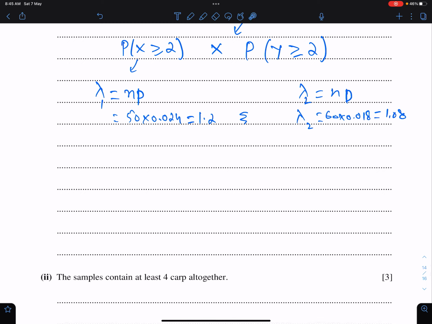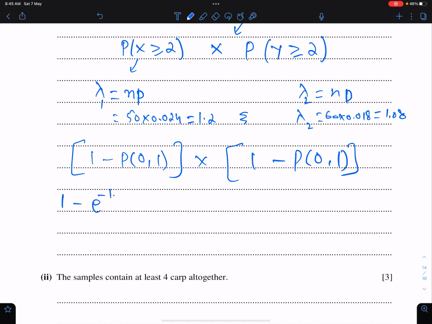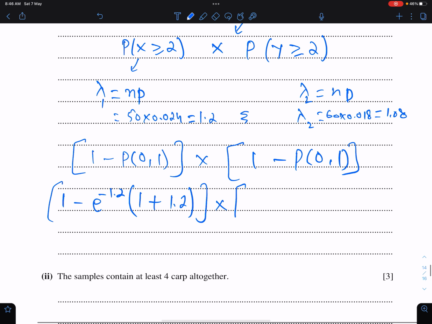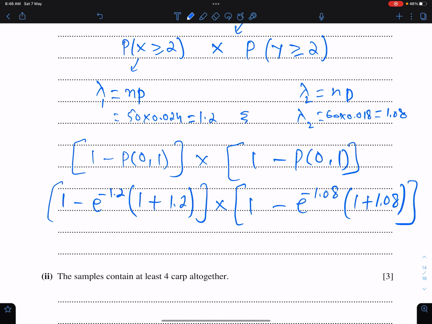Now probability x greater or equal to 2 means 1 minus 0 or 1. This is also 1 minus 0 or 1. So 1 minus e power minus 1.2. 0 means 1 and 1 means 1.2 power 1. 1 minus e power minus 1.08, 1 plus 1.08. Therefore, the final answer up to 3 significant figures is 0.0991.